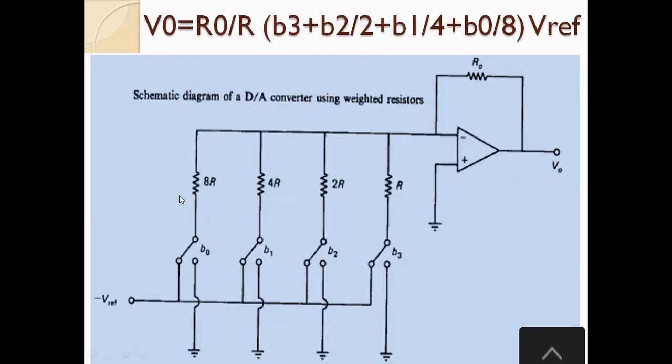There are 4 resistors here, and the value will change, so it is called a binary weighted resistor. Here we will get a current. This current is converted into voltage by using this op-amp. This is the formula for converting the digital value into an analog value. R0 is called the feedback resistor.